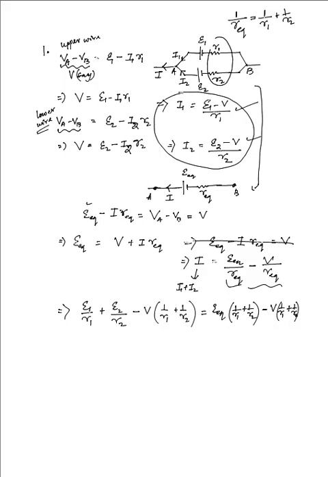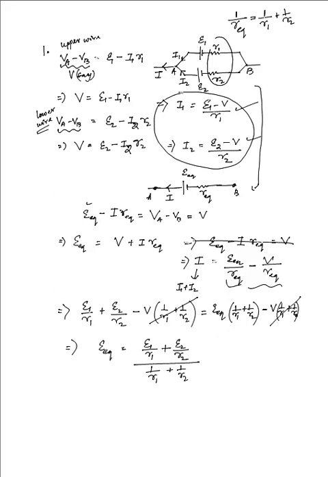And if you see, minus V times this and minus V times this on both sides can get cancelled out. So what we have is E equivalent equal to E1 by R1 plus E2 by R2 whole divided by 1 by R1 plus 1 by R2. So this is the equivalent EMF for the given parallel combination of the cells.